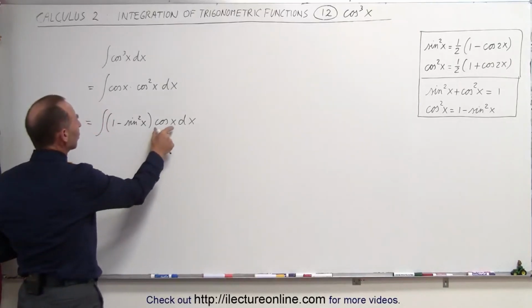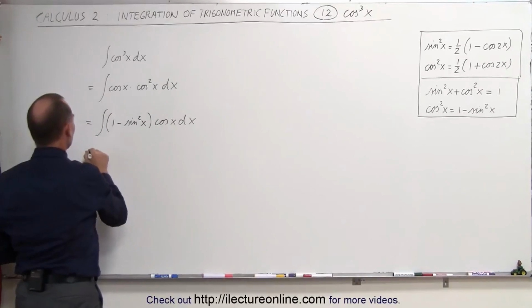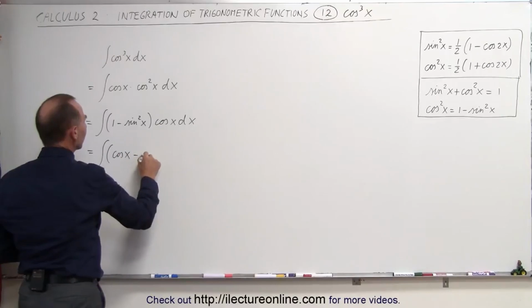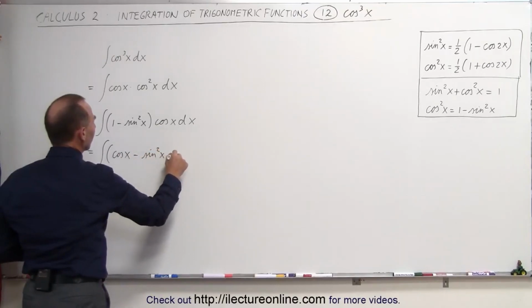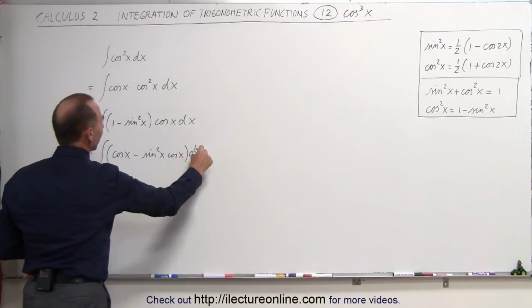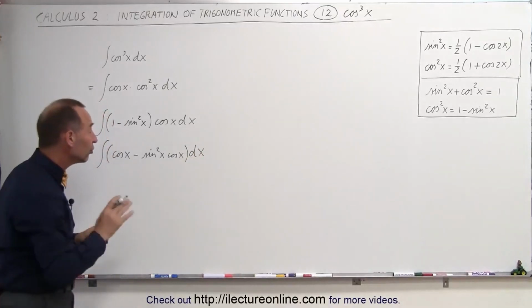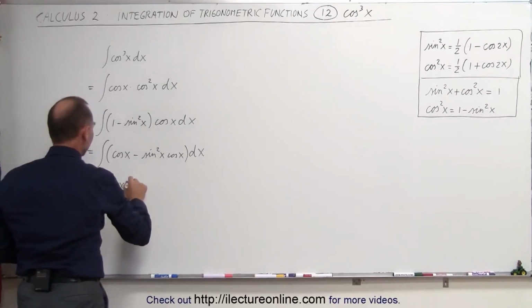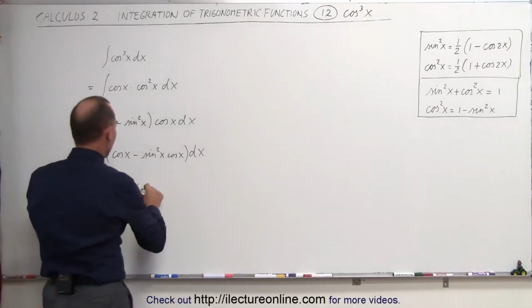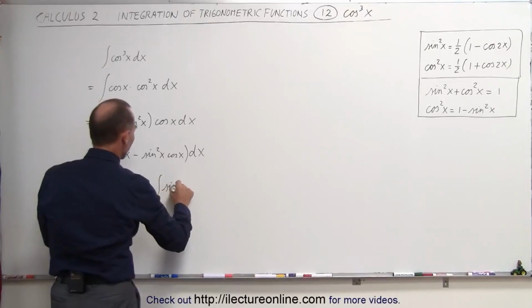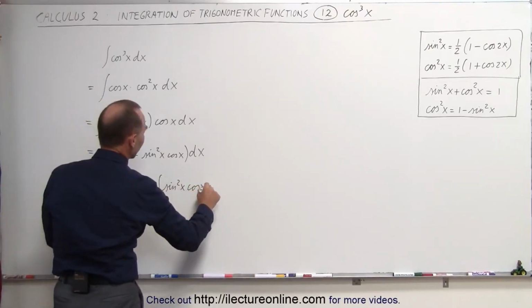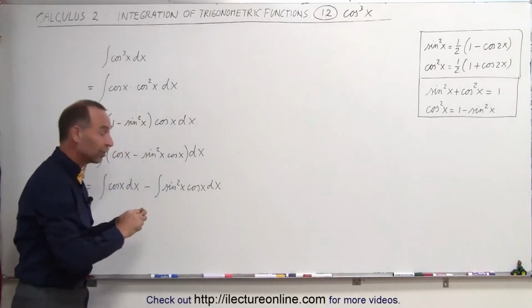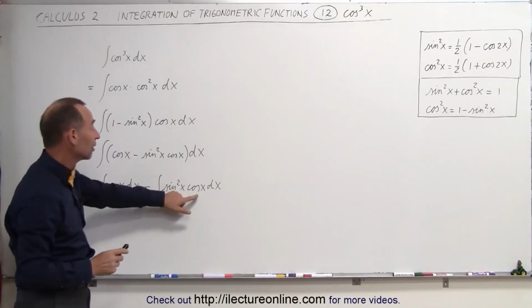Now the reason why I replaced them like that, you'll see in just a moment. I'm now going to multiply this times each of the two terms. This is equal to the integral of the cosine of x minus the sine square of x times the cosine of x times dx. And now I can write it as two separate integrals. This is equal to the first integral, which is the cosine of x dx, which is easy to integrate, minus the integral of the sine square of x times the cosine of x dx. And notice that the derivative of the sine of x is the cosine of x, so therefore the differential of the sine of x is the cosine of x dx.